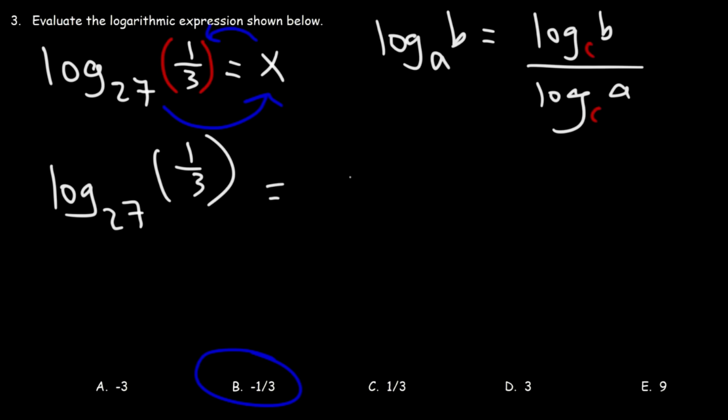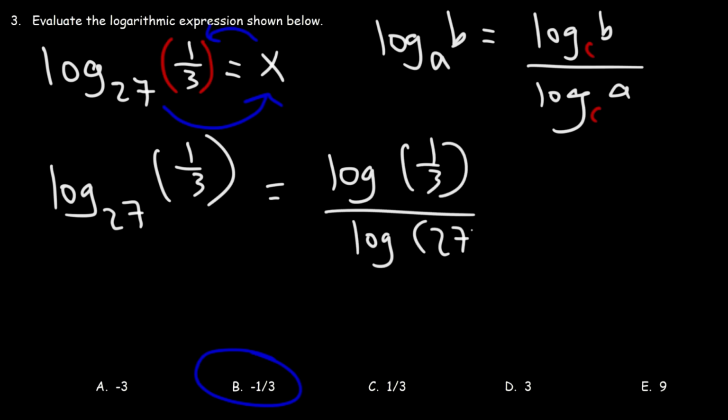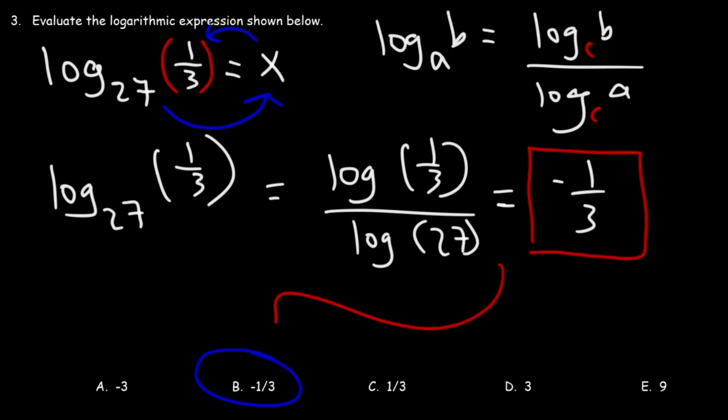But with a calculator, all you need to do is type in log 1 over 3 divided by log 27. The calculator will automatically use base 10 for the logs. But it doesn't matter what the base is, the answer will still be the same. So let's go ahead and type that in. And this is going to be negative 1 over 3, or your calculator might say negative 0.3333 repeated. So answer choice B is the right answer.